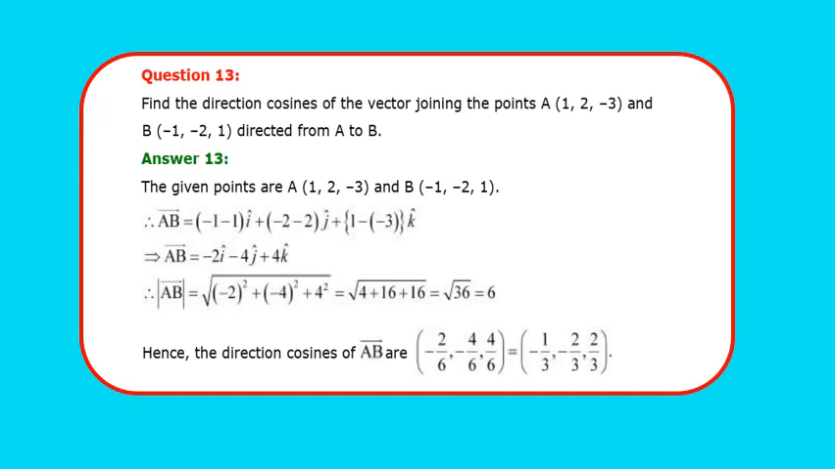Now finding the magnitude. So the magnitude of vector AB equals under root minus 2 square plus minus 4 square plus 4 square, which is equal to root 36 equals 6. Hence the direction cosines are minus 2 upon 6, minus 4 upon 6 and 4 upon 6, which will be equal to minus 1 upon 3, minus 2 upon 3 and 2 upon 3. Clear? So pause and note down the solution.